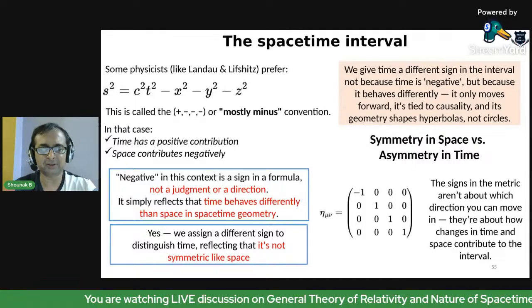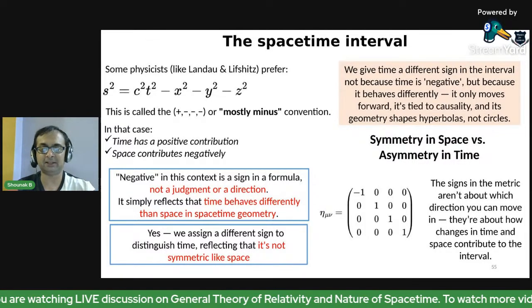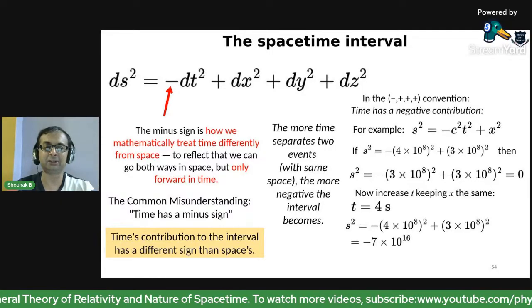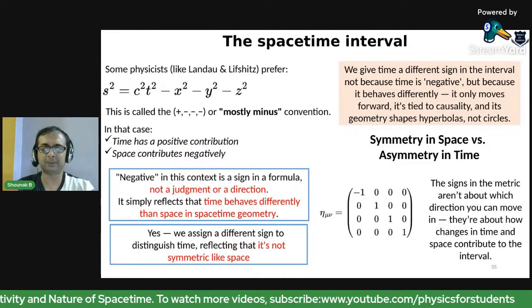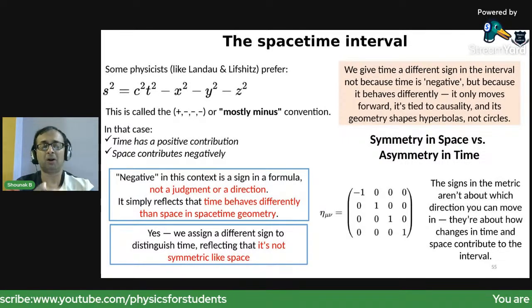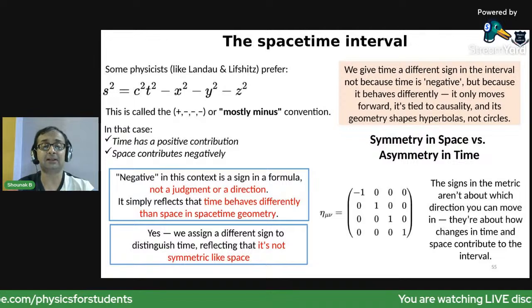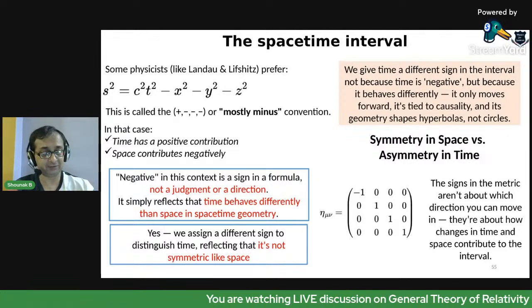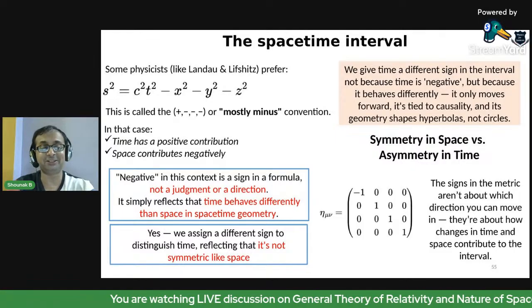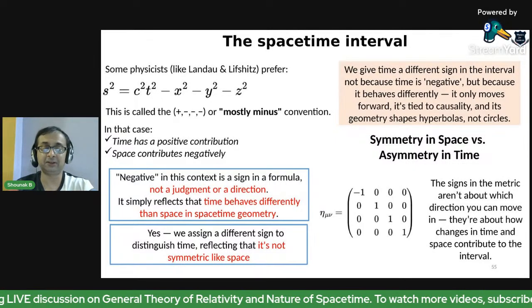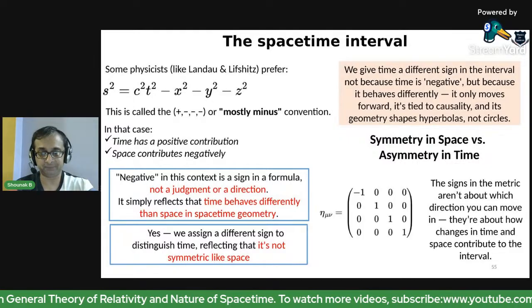Some books prefer a plus minus minus minus sign. I was telling this earlier also. Here we have taken the minus plus plus plus sign. So it depends upon the convention. This is called mostly minus, and that is called mostly plus. Now, remember that negative in this context is a sign in a formula. Negative does not mean it is a judgment, that it is wrong, etc. It is actually telling that time behaves differently than space in geometry, right?